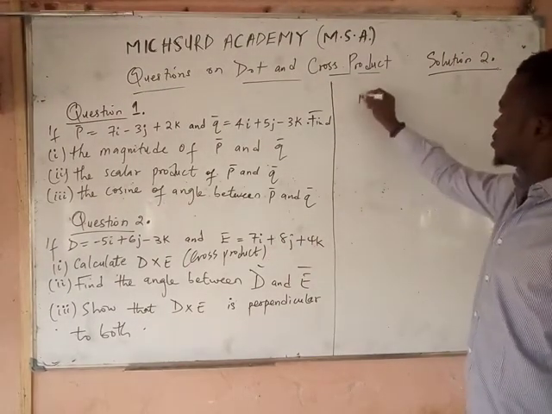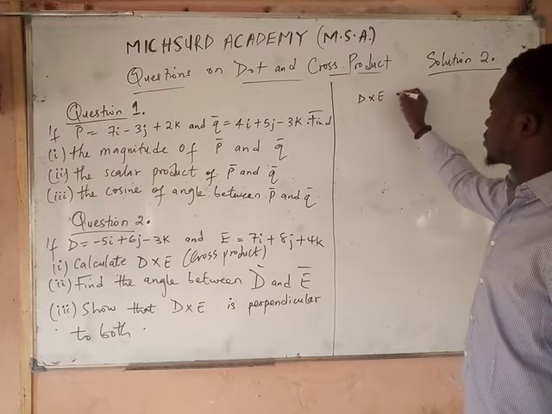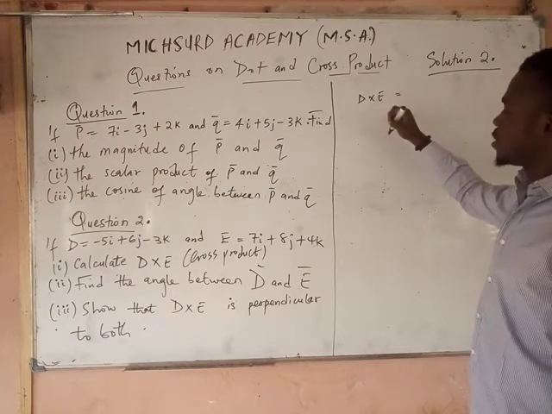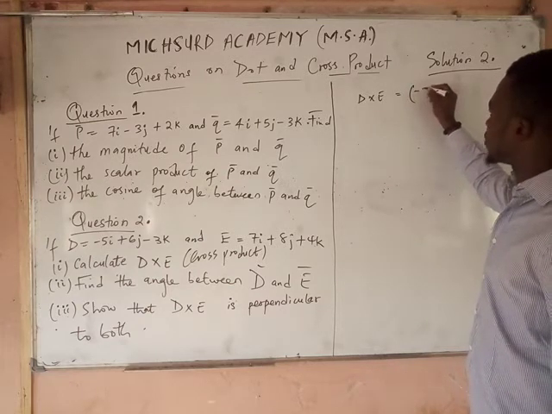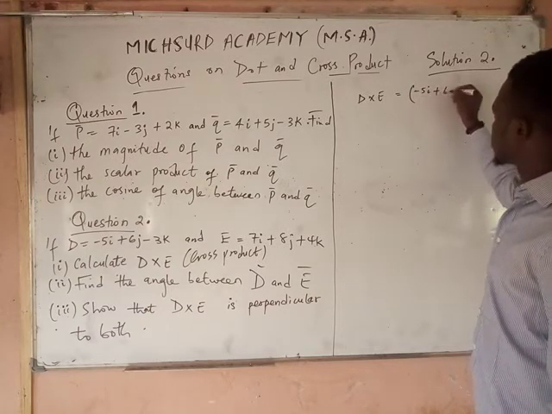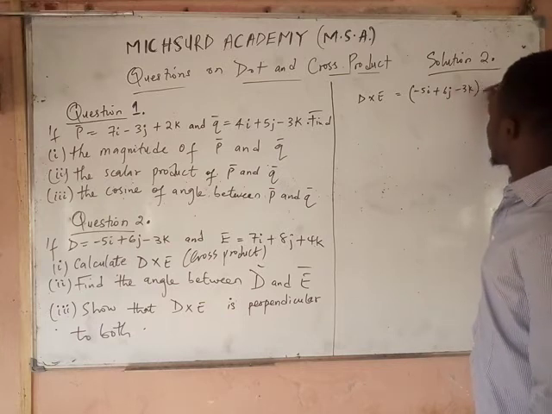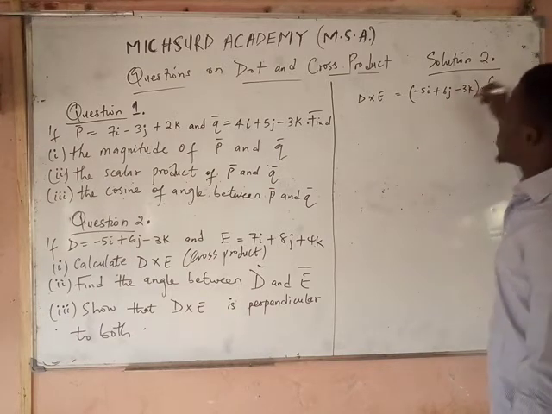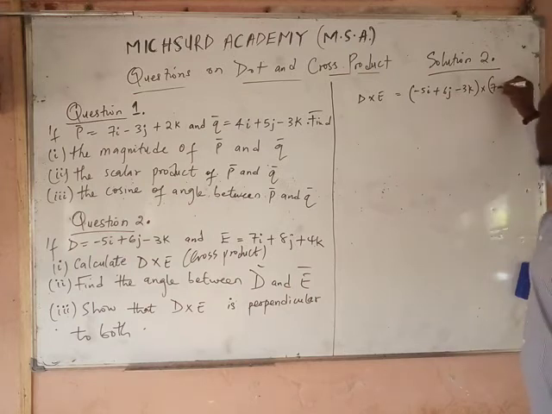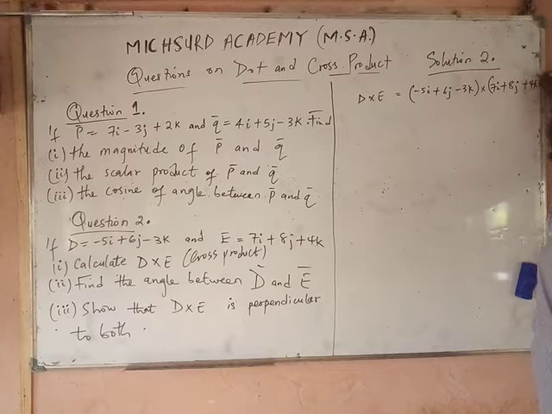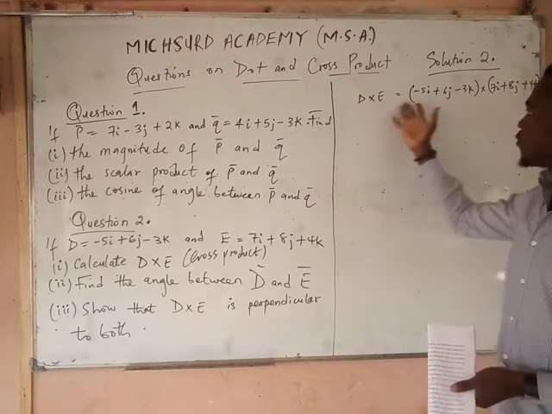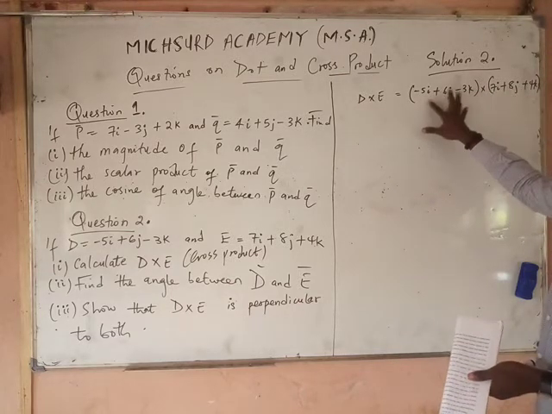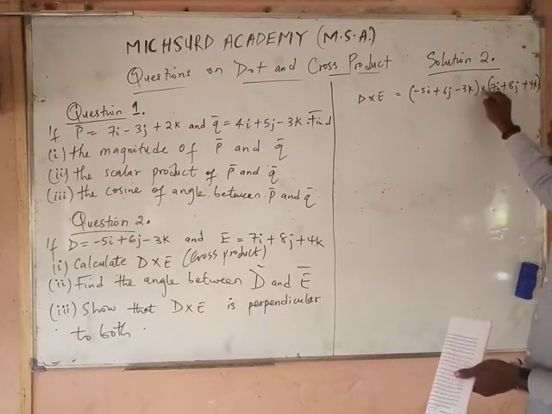We are finding D cross E. Okay, now D cross E, we substitute the vector for D. We have minus 5I plus 6J minus 3K times E. We have 7I plus 8J plus 4K. Alright, so this is the way we find the cross product.